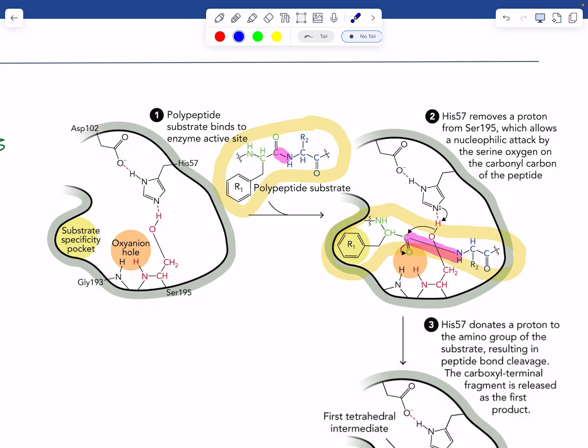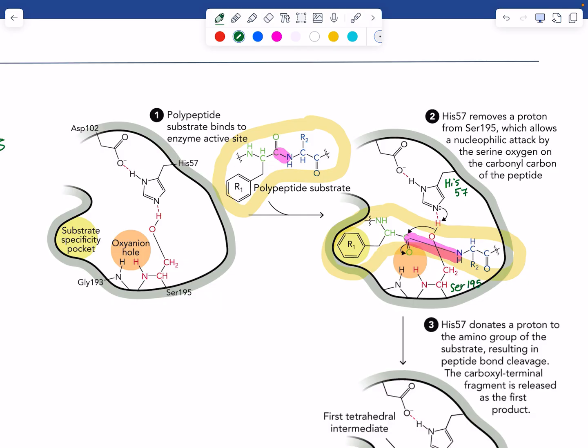Okay. So when we get binding into the active site, you're going to be getting small structural rearrangements that bring 2 of our important active site residues into closer contact with one another. Okay, so this is our His 57, and our serine 195, which is over here.